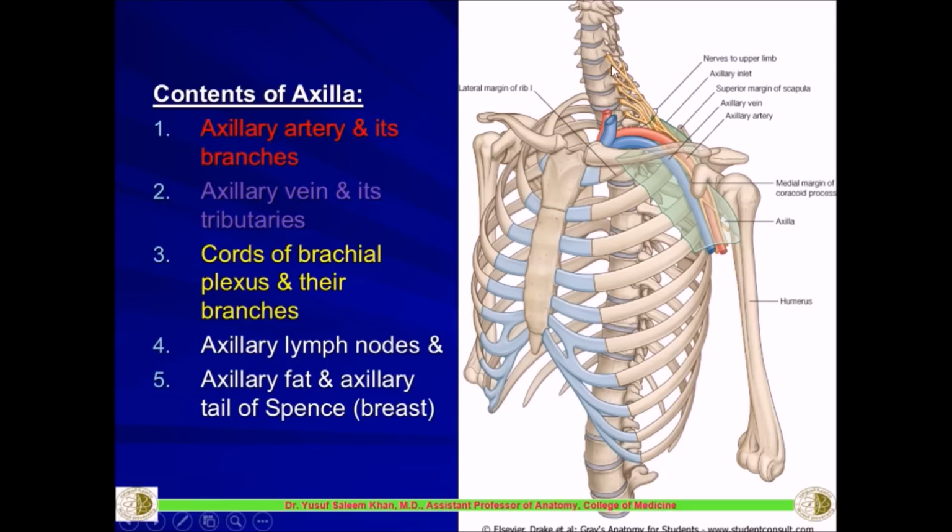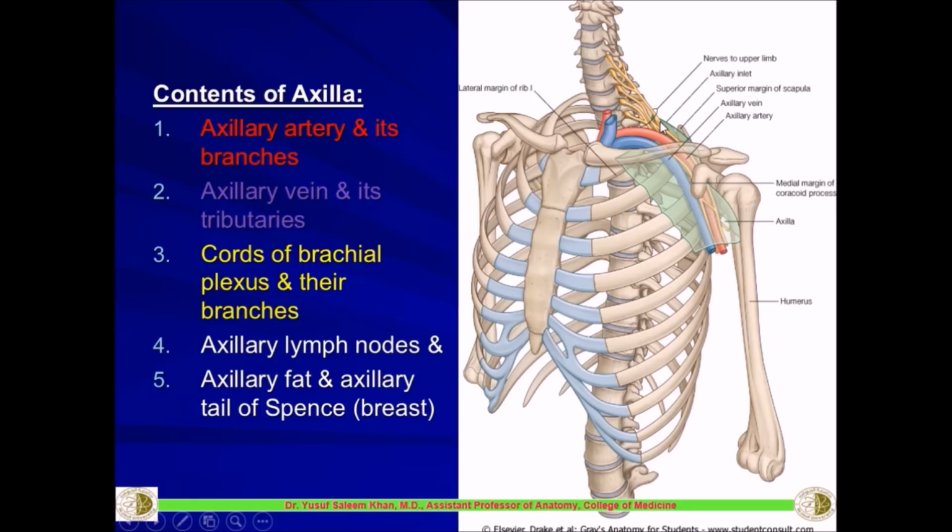There are plexus of nerves which are coming from the neck, from the spinal cord, and this plexus of nerves will be supplying the whole of the upper limb. So this plexus is called the brachial plexus, and we'll study this in detail after some time. So that's why this is one of the important contents along with the axillary artery and the vein.